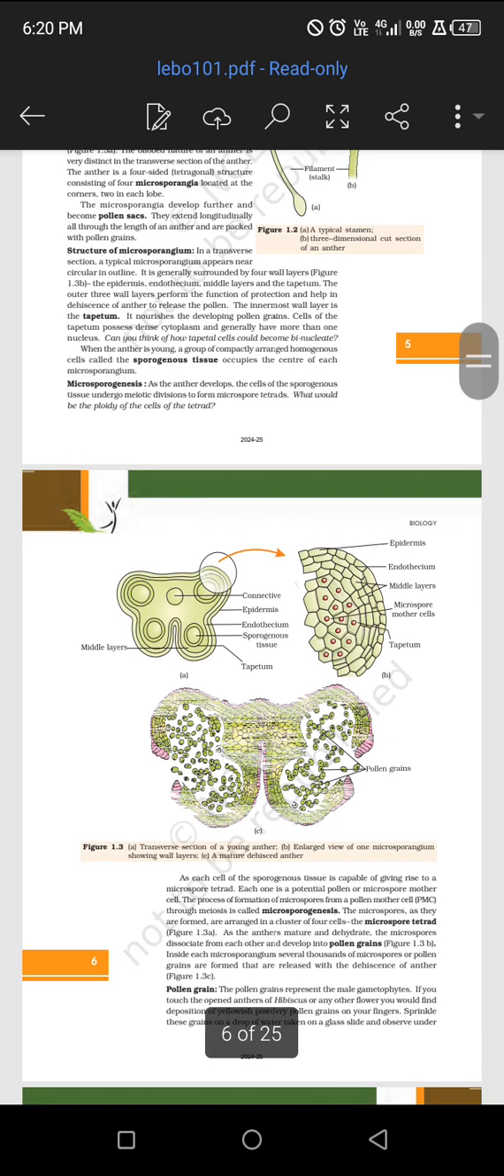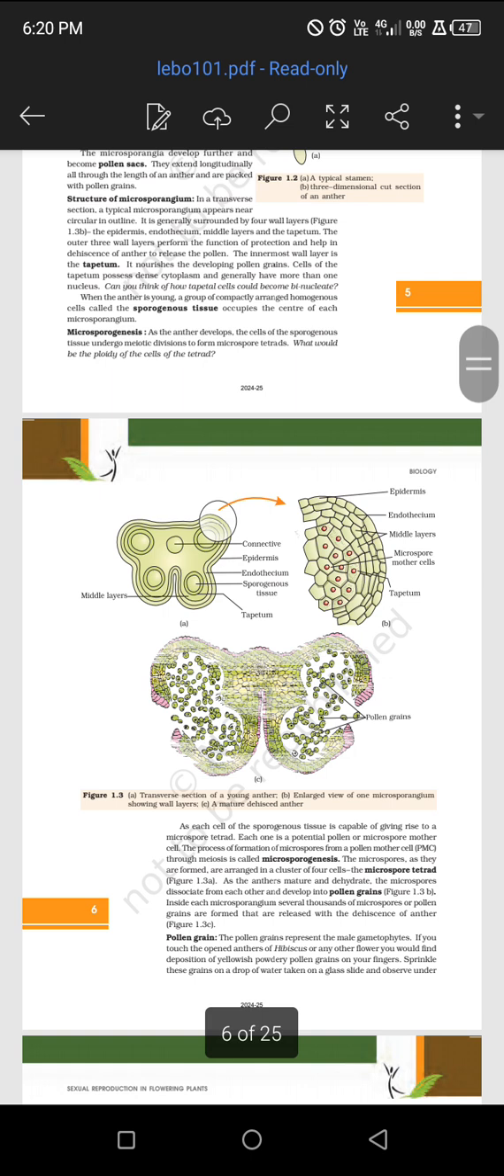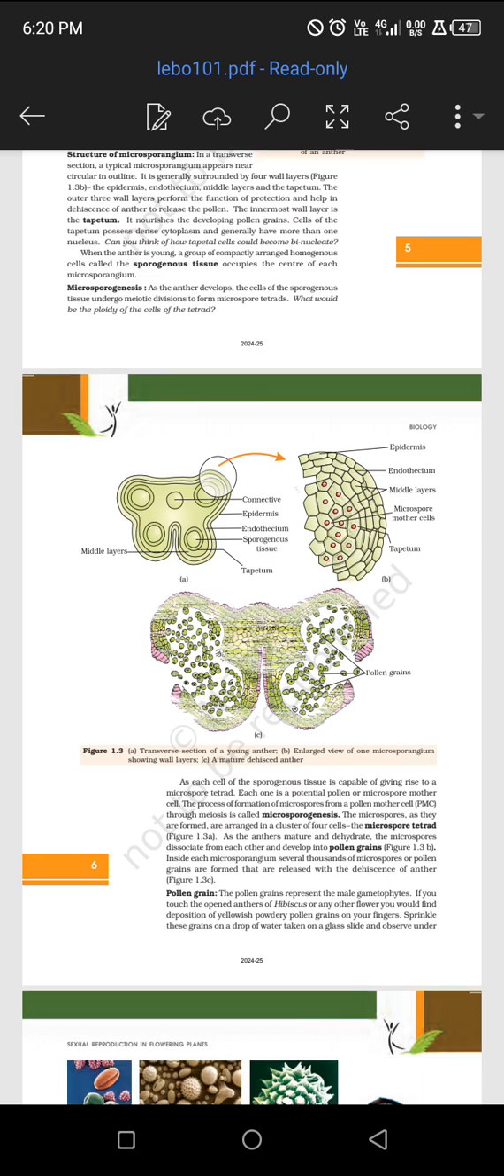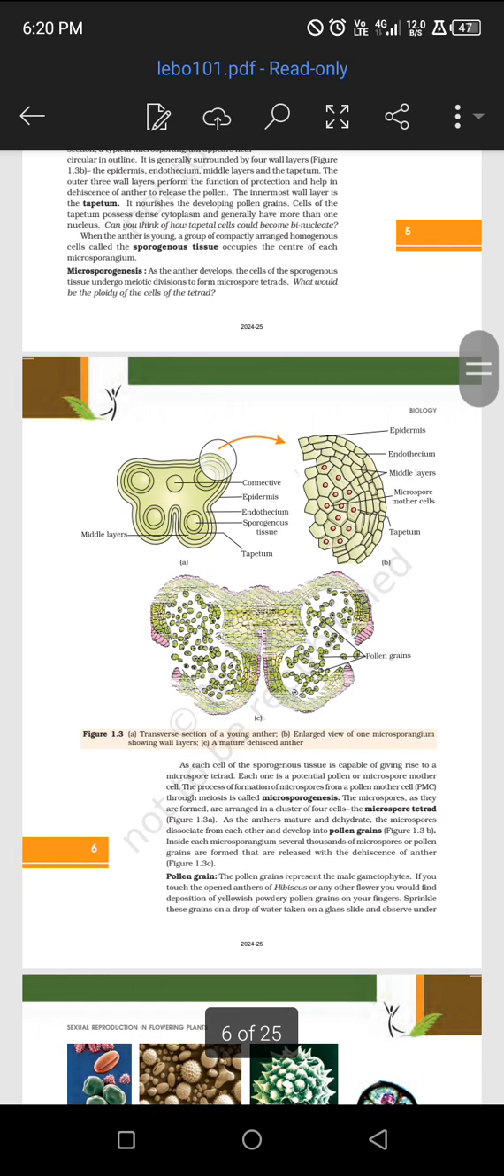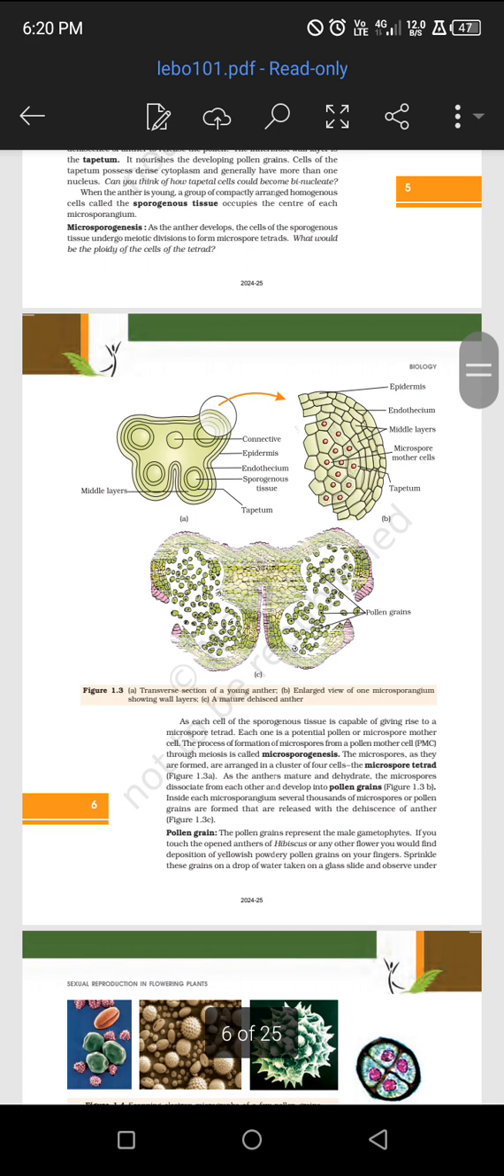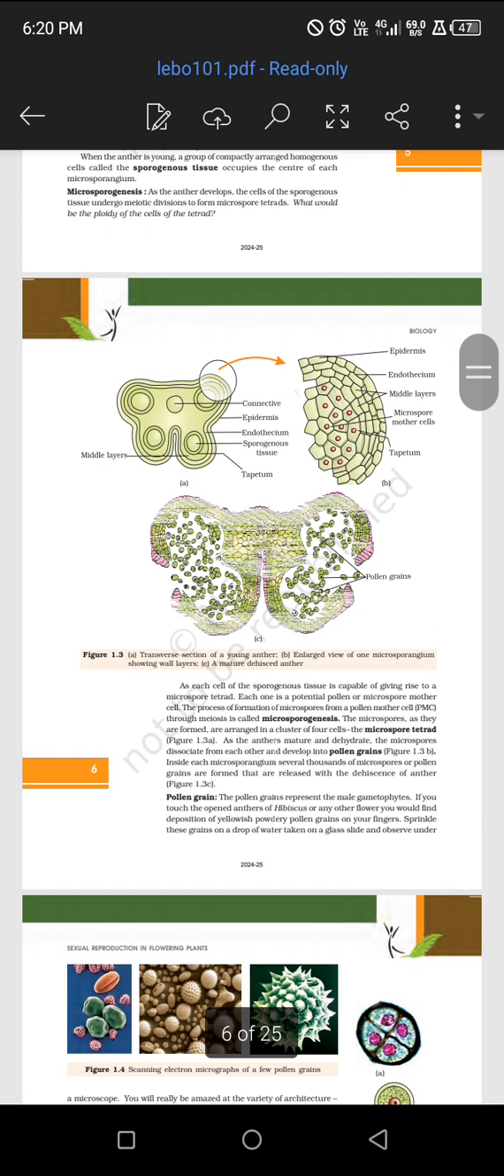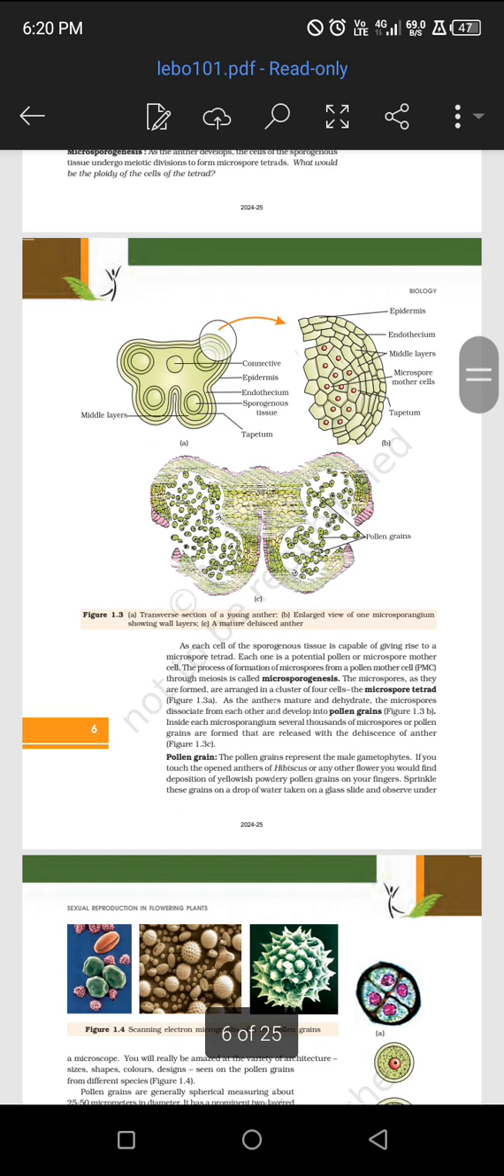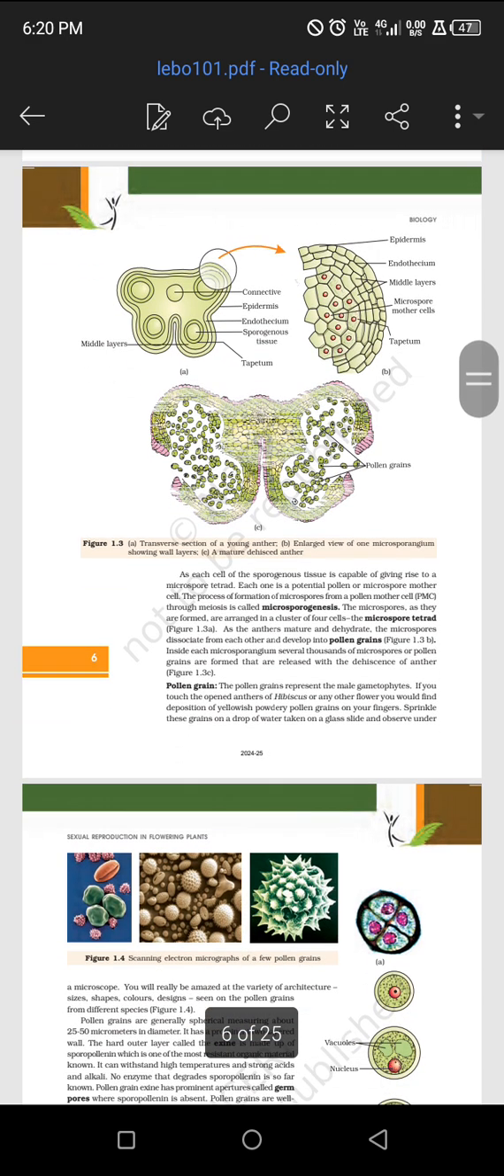Next is microsporogenesis. As the anther develops, the cells of the sporogenous tissue undergo meiotic division to form microspore tetrads. As you can see in the diagram on the next page, the sporogenous tissue undergoes meiotic division to form microspore tetrads. You need to remember that. What does it form? Microspore tetrads. Highlighted. It is very, very important.